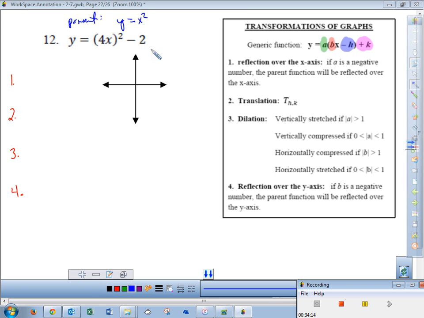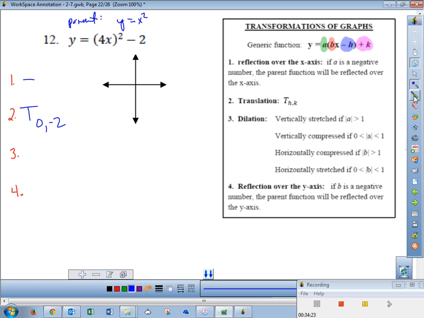Did he get reflected over the x-axis? Yes or no? Nope. That is this number right here, positive. Translation. Did they add or subtract anything inside the parentheses for x? Nope. Did he move up or down at all? Down 2. Go with those 2.